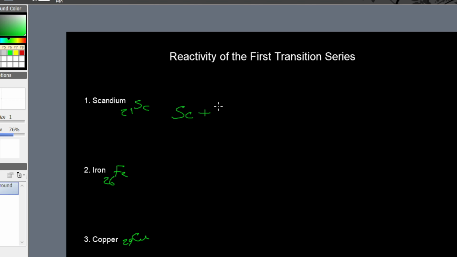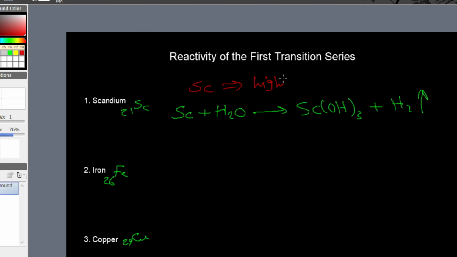Scandium is highly active since it can react with water, H2O, to give scandium hydroxide, Sc(OH)3, plus hydrogen gas. So scandium here can, in a single replacement reaction, replace this hydrogen, since scandium is really highly active compared to hydrogen, so it can replace it and give the scandium hydroxide plus hydrogen gas as in this equation. So let me write it in another color. Scandium is highly active.